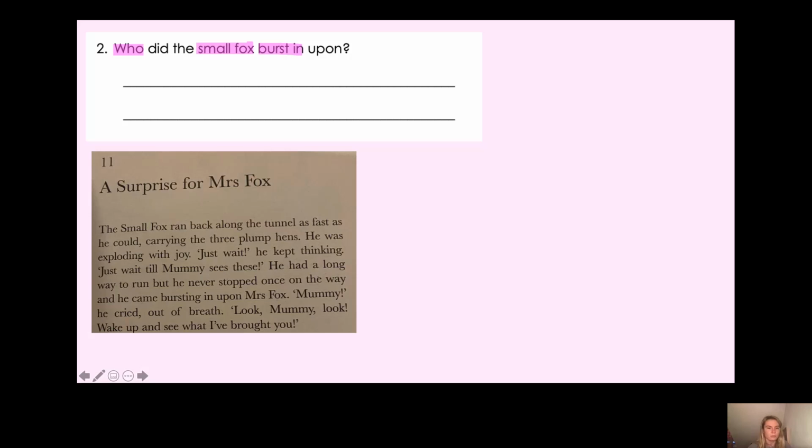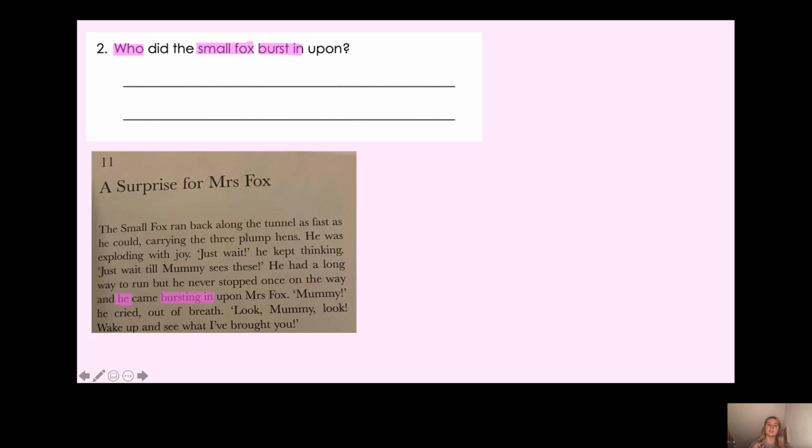Okay, so the small fox ran back along the tunnel as fast as he could, carrying the 3 plump hens. He was exploding with joy. Just wait, he kept thinking, just wait till Mommy sees these. He had a long way to run, but he never stopped once on the way, and he came bursting in. Oh, he came bursting in. Well, we know that the pronoun he here is referring to the small fox because that's who it's talking about up until this point in this chapter. So therefore, we've got he, so we've got our keyword small fox. And we've also got burst in, and we've got that here.